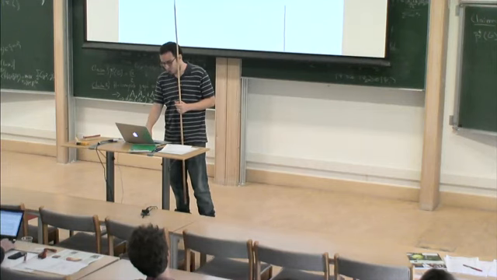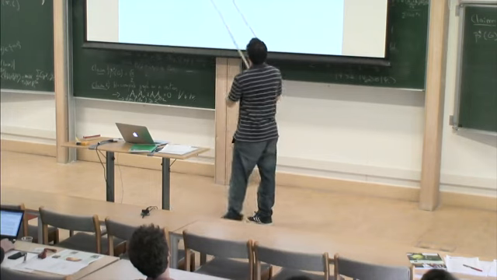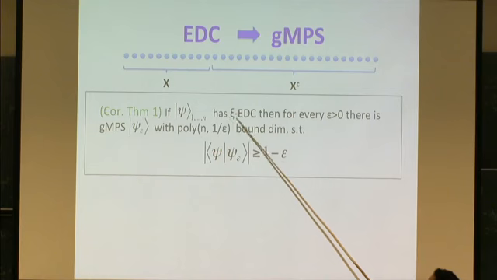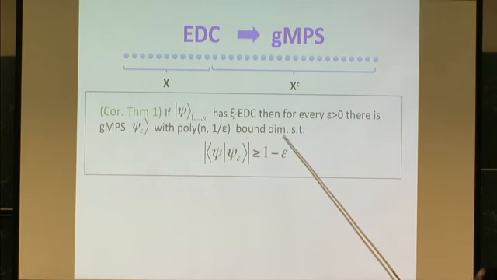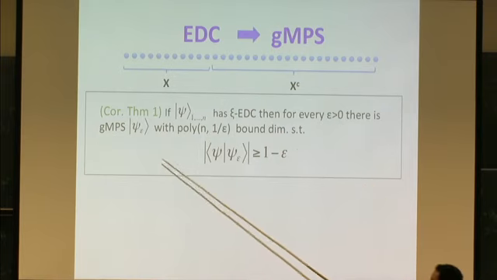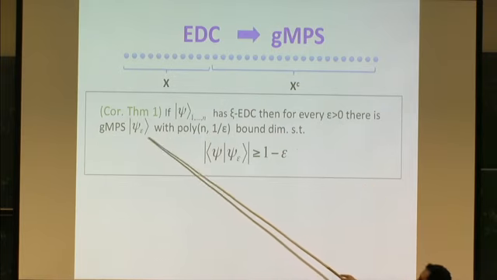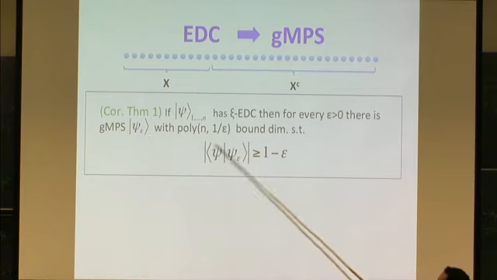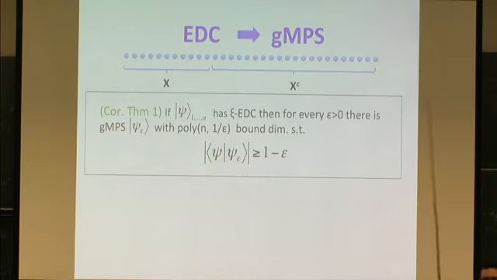Okay, so this is what I said. Just to repeat, a corollary is that if psi has exponential decay of correlations, then for every epsilon you choose, there is a gapped matrix product state psi epsilon with bond dimension not so big, polynomial in n and 1 over epsilon, which gives a good approximation. So this is the result. Now let me tell you how we can use information theory to prove it.